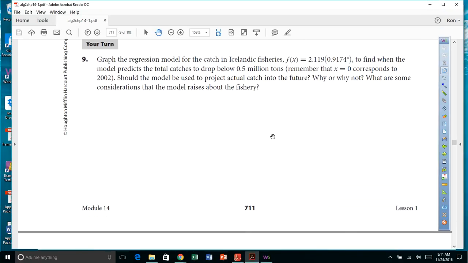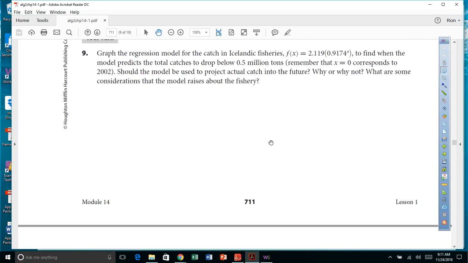Graph the regression model for the catch in Icelandic industries to find when the model predicts the total catches to drop below 0.5 million tons. Remember that x equals 0 corresponds to 2002. Should the model be used to project actual catch into the future? Why or why not? What are some considerations that the model raises about the fishery?